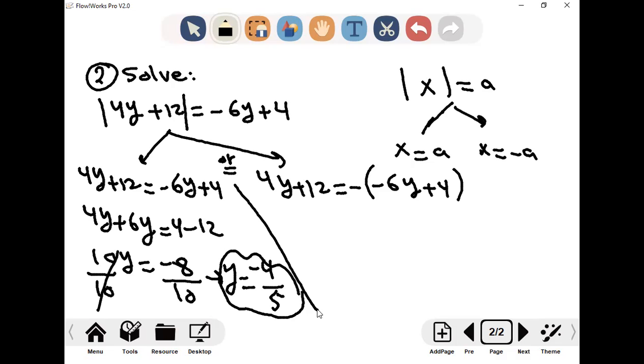Done? So here, variables in both sides. You didn't take variables in both sides before. What do you do if you have variables in both sides? I did what you said. Then simplify: 4y plus 6y is 10y, 4 minus 12 is negative 8. Find your value. It's easy.